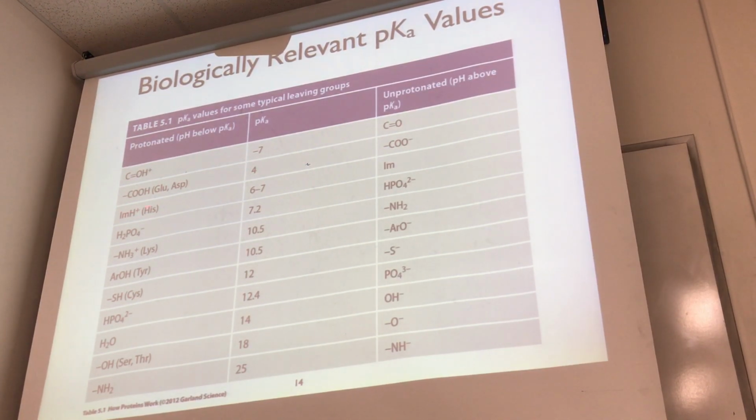Carboxylic acids, glutamic and aspartic acid, are around 4. Imidazole of histidine is about 6 to 7. That's for protonation. Phosphate group is 7.2. Lysine is 10.5. Arginine. That's an aromatic OH, a phenol. Tyrosine is 10.5. The thiol is about 12 to pull that proton. And then you've got your HPO4, water, and then you get to your NH2s, pulling that proton, about pKa 25.